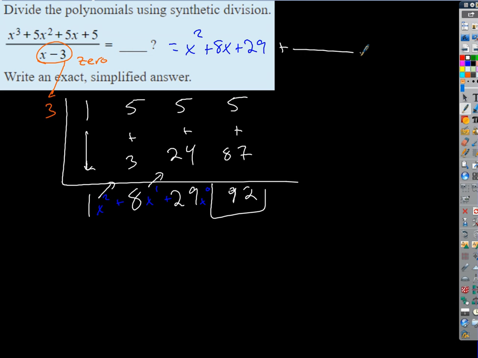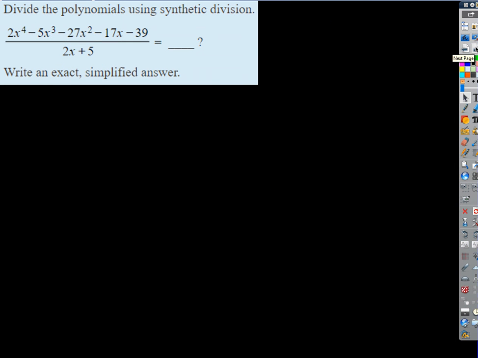Okay, and then where's the 92 go? Above the x. Okay, so that's what remains over the denominator, right? And then the denominator was just x minus 3. Okay, very simple. I gave you guys a couple that were a little bit harder. What about something like this? What did we have to do when the coefficient of x in the denominator was not 1?